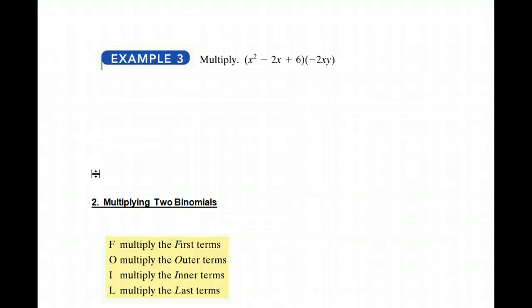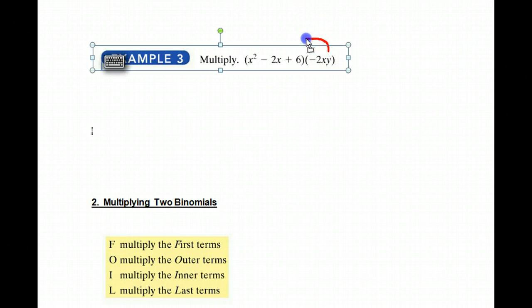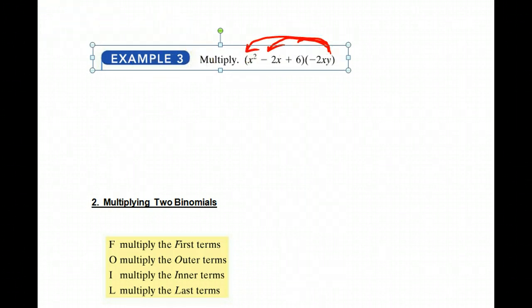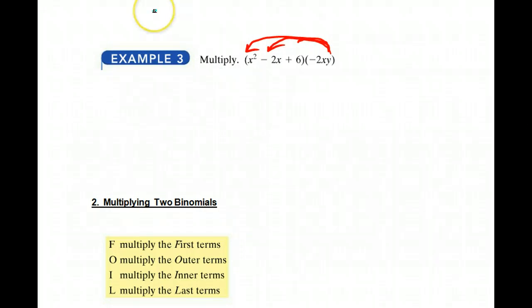Example 3 is one in which the monomial is written on the right-hand side and the polynomial is written on the left. That's okay. You can either distribute backwards like this, or some people choose to rewrite their expression and put it so that the monomial is written in the front. It makes no difference which method you like.